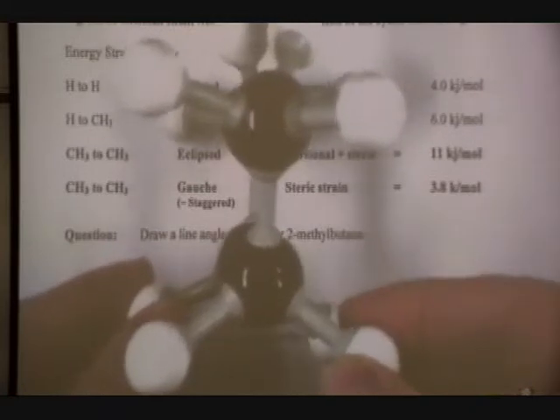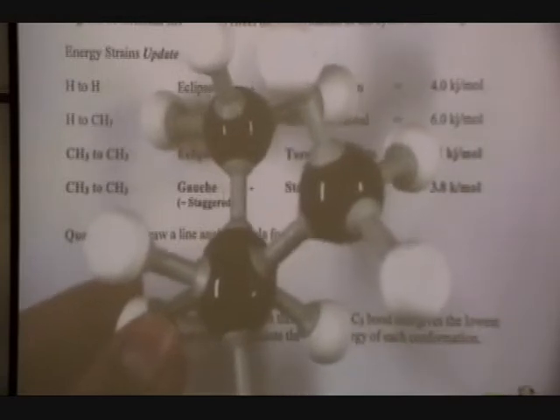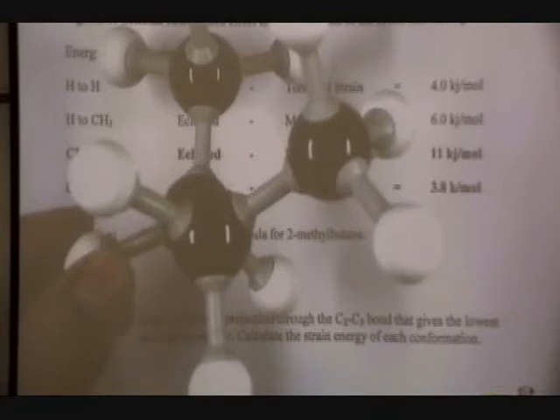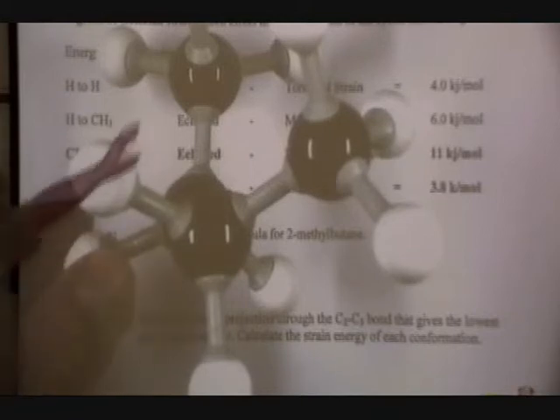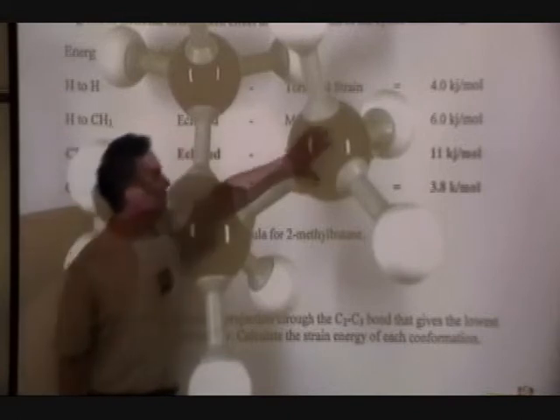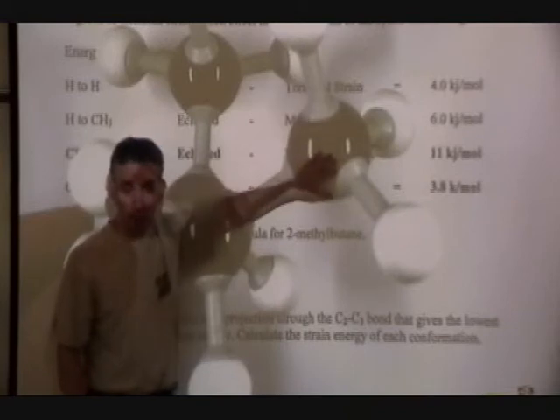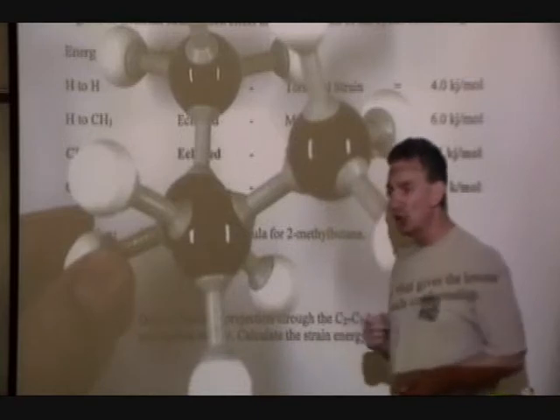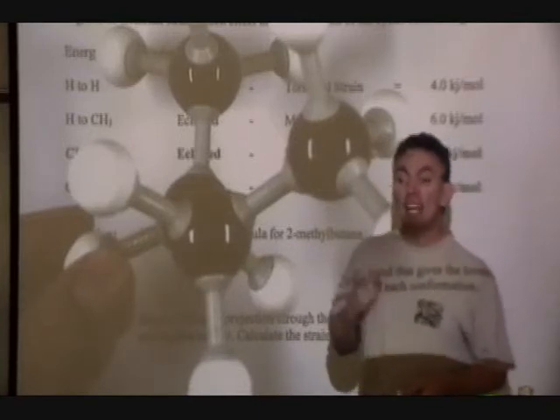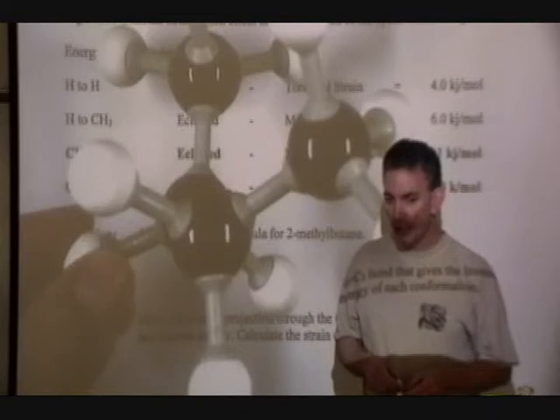I'll show on this molecule here. There's the molecule in the eclipse conformation. If we stagger it by rotating around just 60 degrees, this CH3 group at the back and this CH3 group on the front carbon, they're still too close to each other. And despite the staggering, it still causes some strain energy, causing 3.8 kilojoules per mole of strain energy.